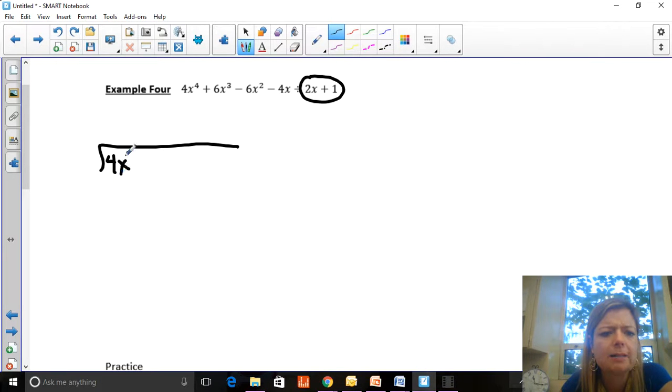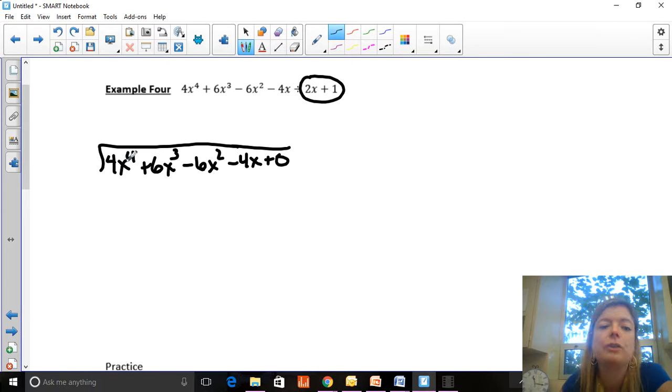So 4x to the power 4 plus 6x cubed minus 6x squared minus 4x, okay, and then I got to put plus 0. Remember, you need a placeholder for every single degree, and that includes the constant. And we're dividing it by 2x plus 1. Okay, so remember, it's just the first one divided by the first one. So 4x to the power 4 divided by 2x is 2x cubed.